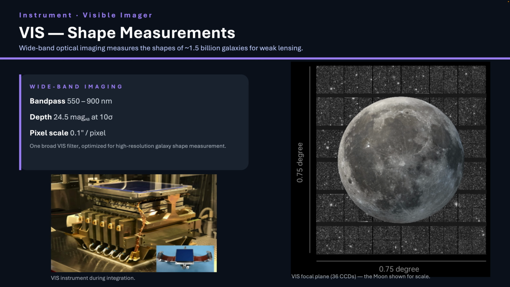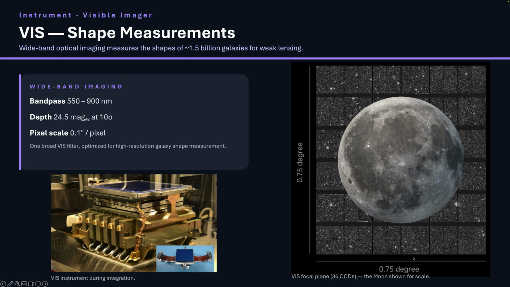Now, how does Euclid get to these science cases? With 2 instruments. One is VIS, which is its optical imager. It has a wideband imaging that covers from 550 to 900 nanometers. It will reach the depth of 24.5 magnitudes at 10 sigma. With this wideband imaging, which has a very good resolution, so a pixel scale of 0.1 arcsecond per pixel, we can measure the shapes of about 1.5 billion galaxies, which is very useful for measuring weak lensing.